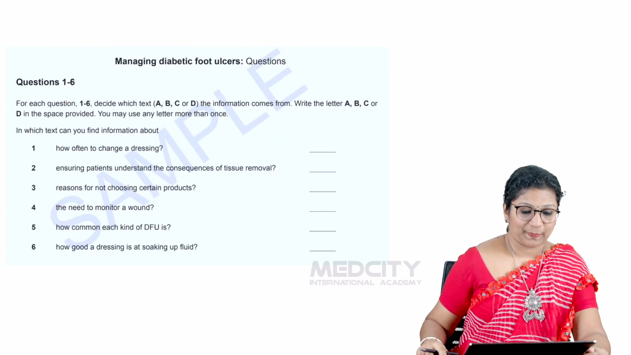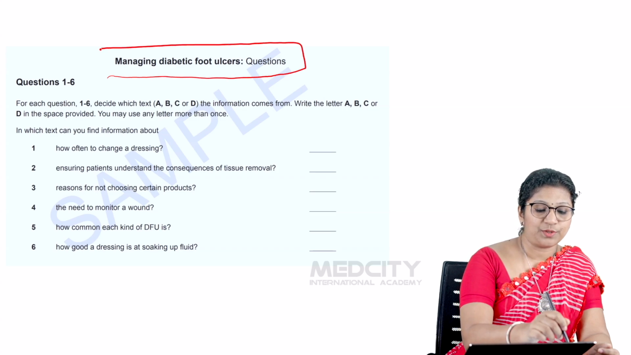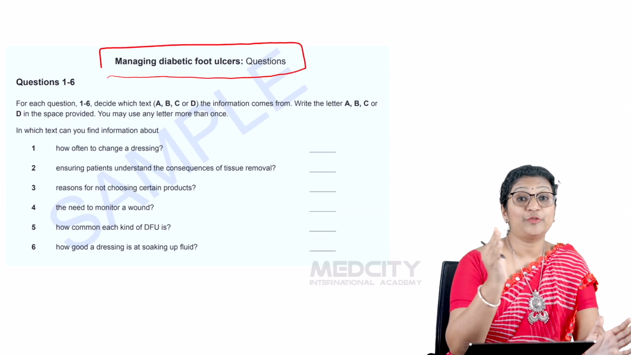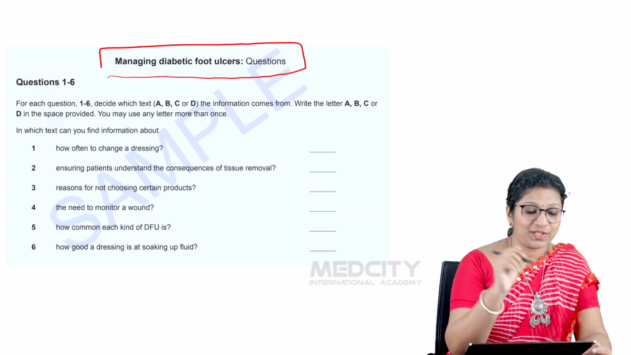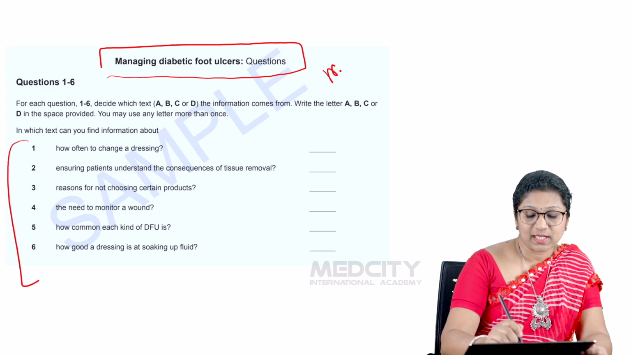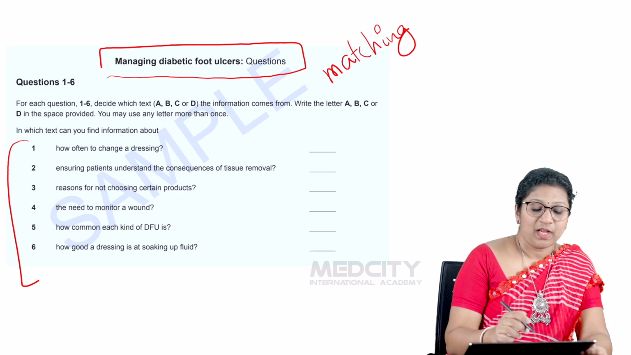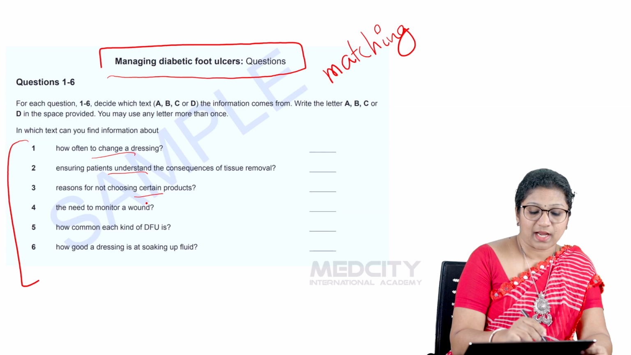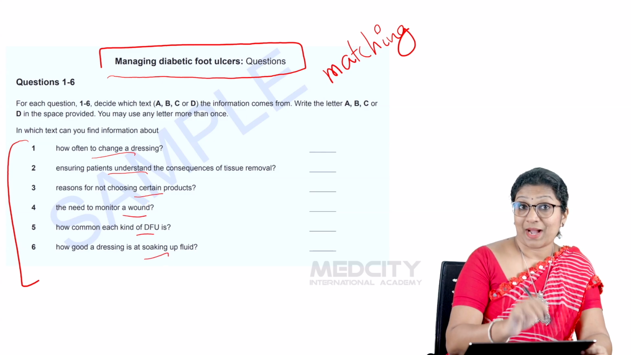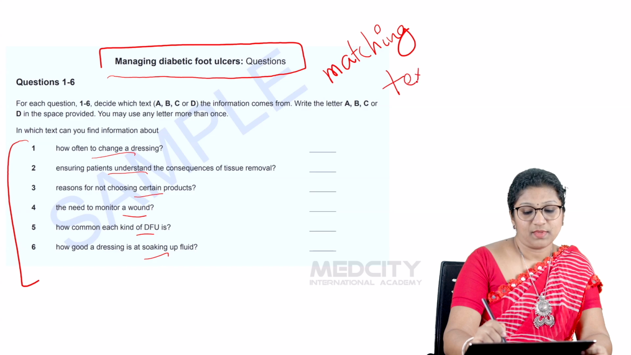Right? This is how the questions will look. Let's look at a sample here which says managing diabetic foot ulcers. So we spoke of 3 different types of questions. This is the first set, questions 1 to 6. This is the matching question type. Why? Because there is some information picked out here and we have to match this information from the text it is taken.